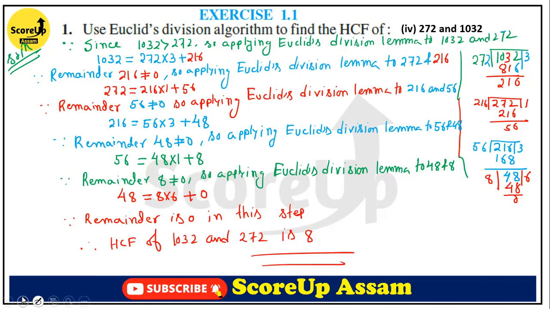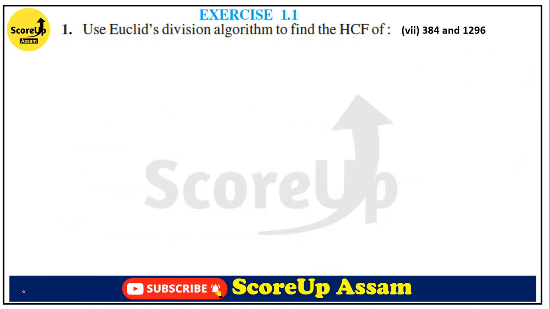Okay. Now let's move on to question number 7. So the solution. Since 1296 is greater than 384, applying Euclid's division lemma.